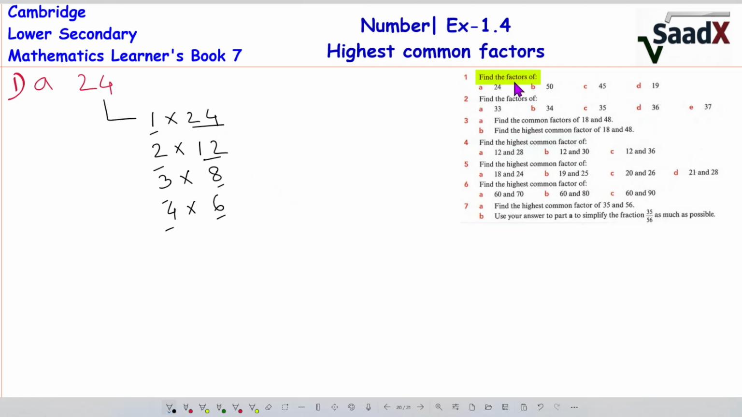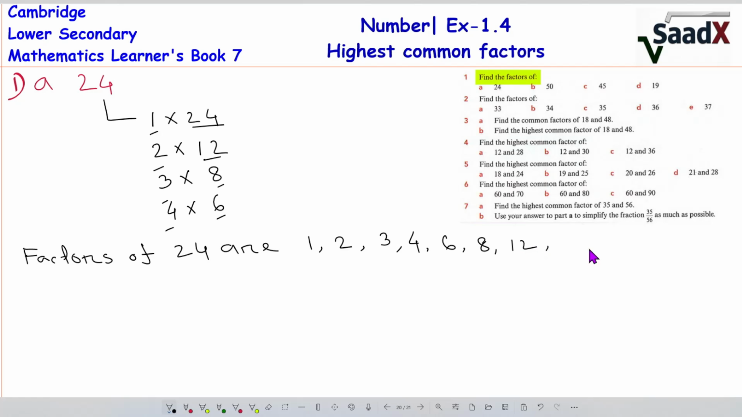So, find the factors of 24. We can write: factors of 24 are 1, 2, 3, 4, 6, 8, 12 and 24. Very simple. Next, number B. Find the factors of 50.